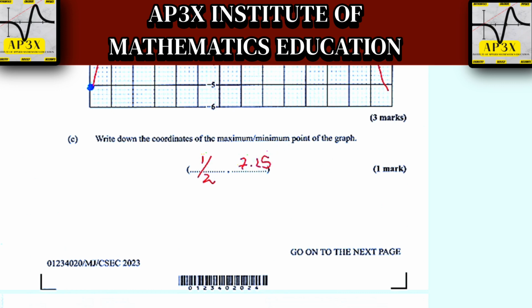I can actually confirm this. I know for certain that the x value is a half, but I'm not so certain about the 7.25. I can confirm it using the formula I showed you in the previous video, 4ac minus b squared over 4a. I don't think it's necessary. It's just 1 mark, so you just have to make a guess. I'm going to say 7.25 and run with it for the purpose of the video.